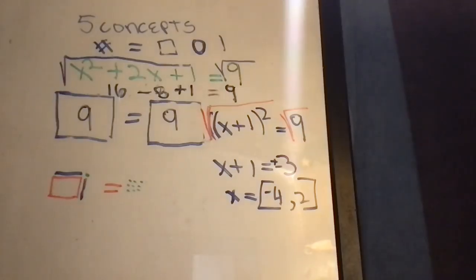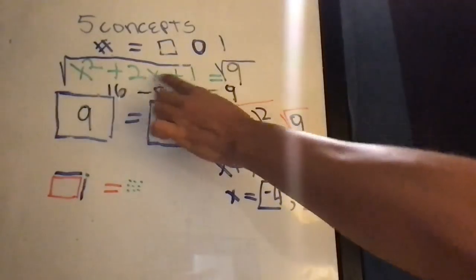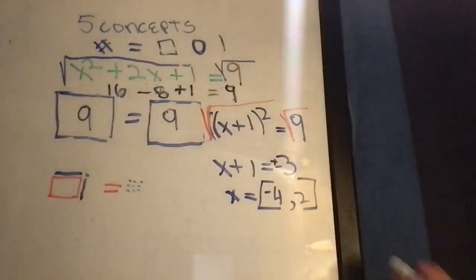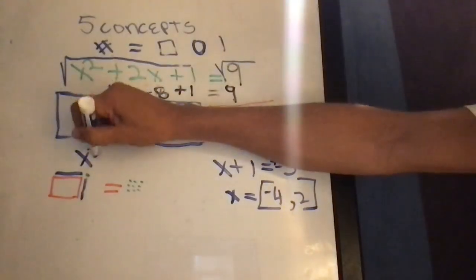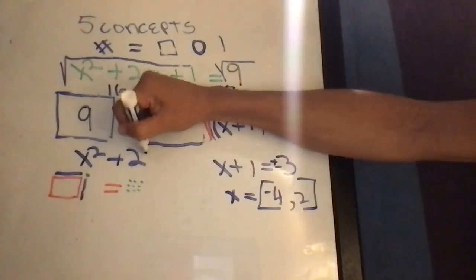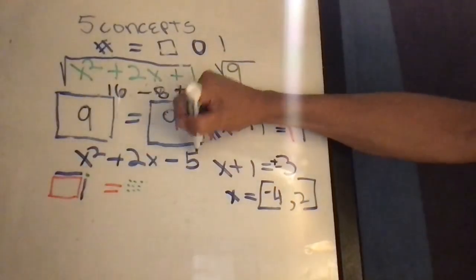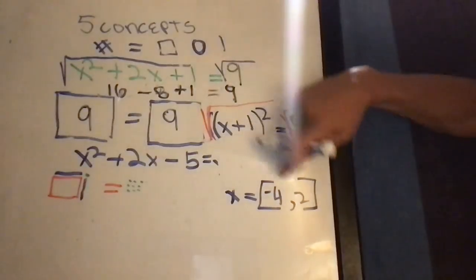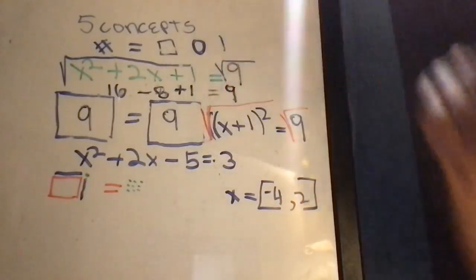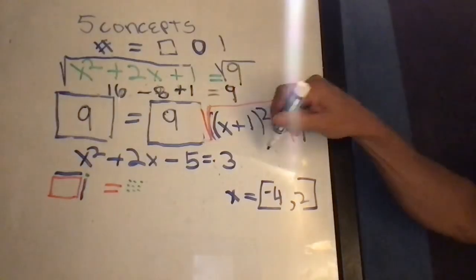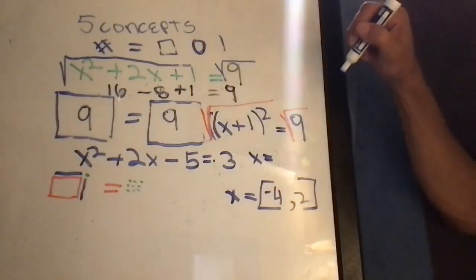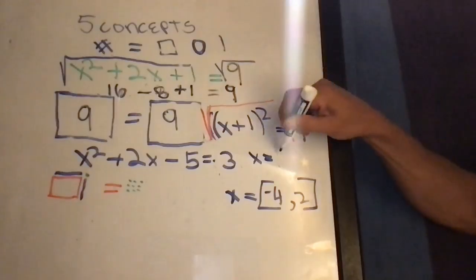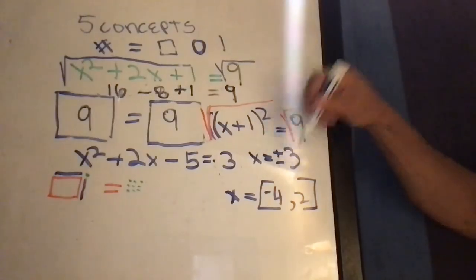That was problem number 1. What was problem number 1? x squared plus 2x minus 5 equals 3. Now we just converted it right back to x squared plus 2x plus 1 is the same thing as 9. But the problem we started with was x squared plus 2x minus 5 was the same thing as 3. And we figured out that x had to be the same thing as plus or minus 3.